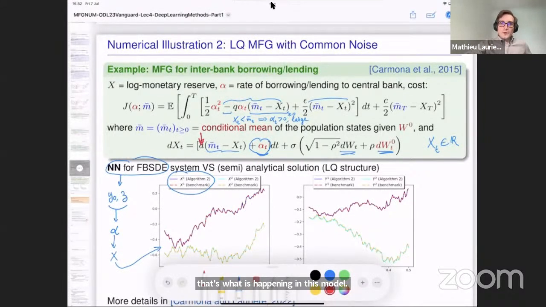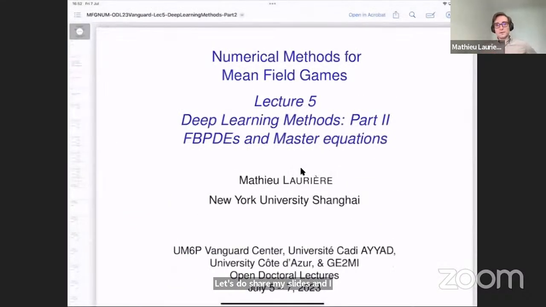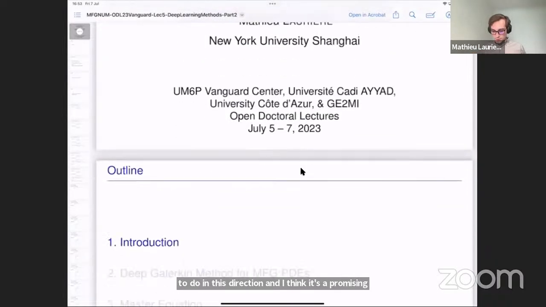Okay, so maybe we can move on to the next. Actually, I can still share my slides, and I will open this one. Okay, so lecture 5. Now we turn our attention to PDEs, and so forward-backward PDEs, and also the master equations that I haven't discussed too much. I will not discuss too much the theory here, but I will briefly talk about numerical methods or some first developments, because there is still a lot of work to do in this direction. And I think it's a promising direction for applications as well. So I will try to motivate that.